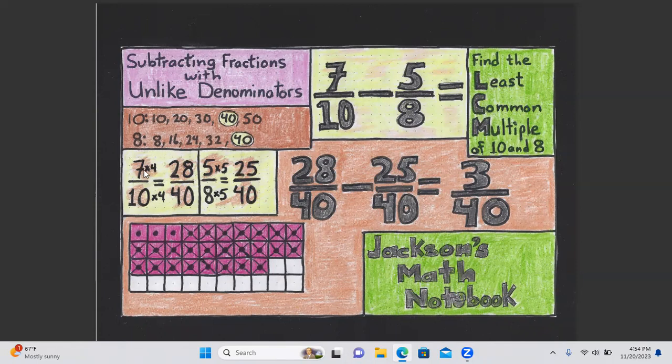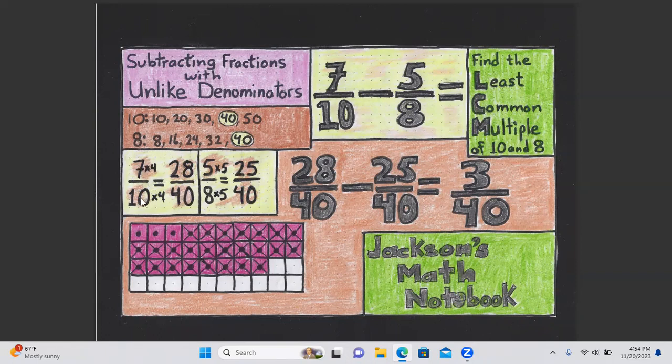And so let us compare 7/10 with 40 as our denominator. We know that 10 times 4 would give us 40. And so whatever we do to the denominator, we're going to do to the numerator. 7 times 4 equals 28. And so 28/40 is the equivalent of 7/10.